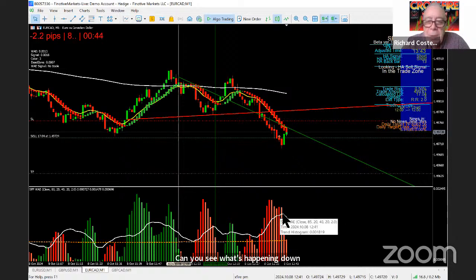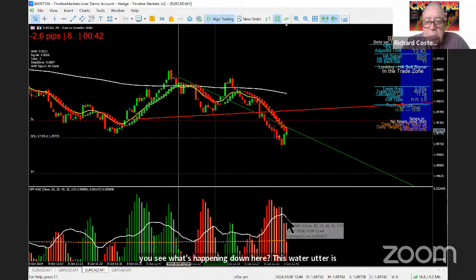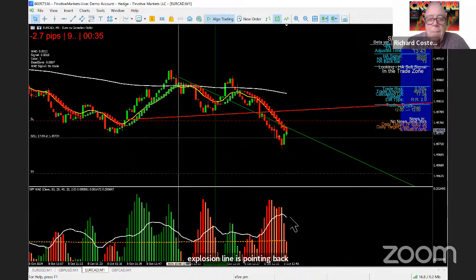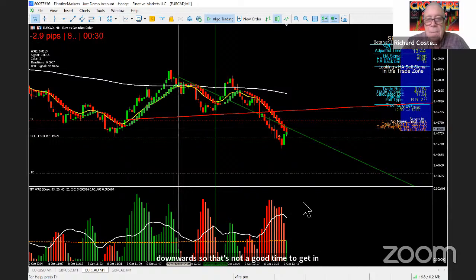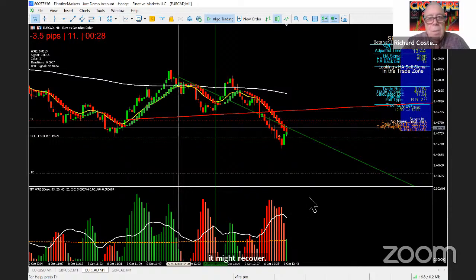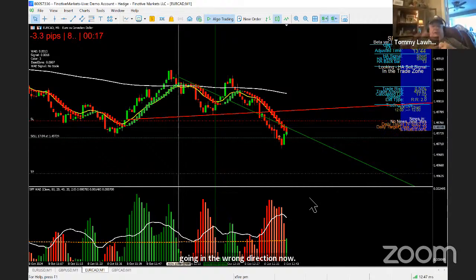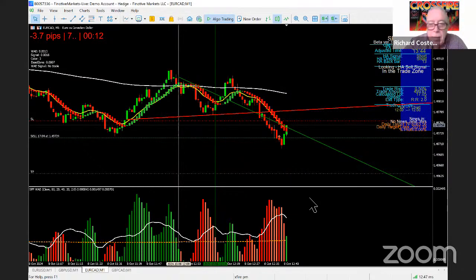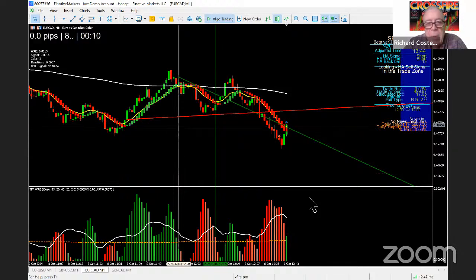This water atta explosion line is pointing back downwards, so that's not a good time to get in. It might recover. It's going in the wrong direction now. If it goes back north of the green line, would you get out like right now? Yeah, if I was trading, well, it's just taking me out. Okay.